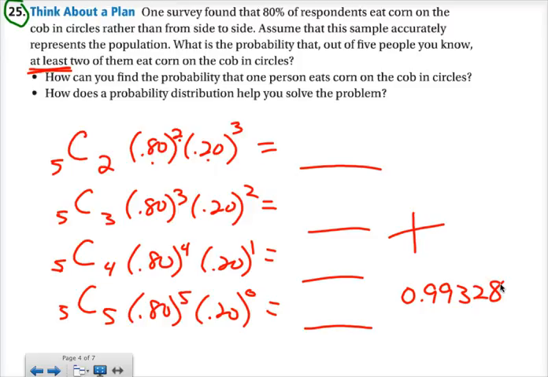Now, the other way to do this one would be to say, you know what? I notice I have the 2, the 3, the 4, and the 5 here. So I could take 100% and I could subtract 5 choose 0 and 5 choose 1. Both of those ways will achieve what you want it to achieve.